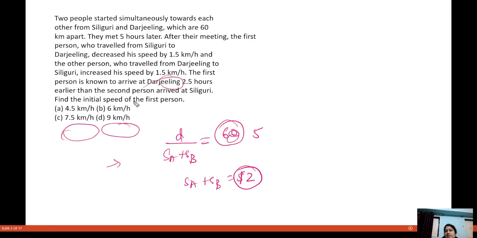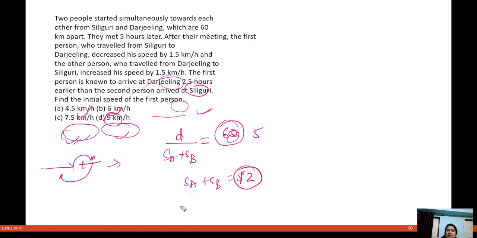Now I know one person is traveling faster, one person is traveling slower, and I have all these options. Now see, you cannot travel at 4.5 kilometer if you are the faster person, because the first person as given in the question is the faster person. Now 6 kilometer also you cannot travel, because both will travel equal distance then, and then according to this, the faster person speed will decrease and the slower person speed will increase. Then why is there a 2.5 hour gap? That is not possible. So then I try with 7.5 kilometer.